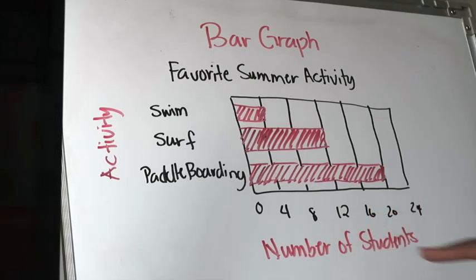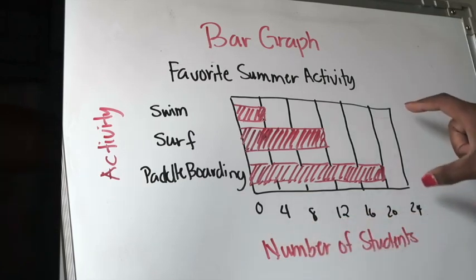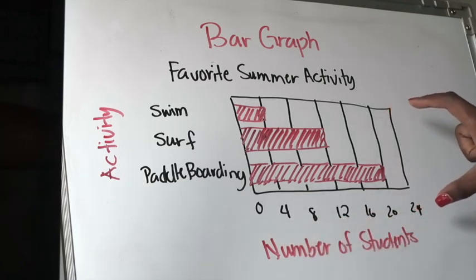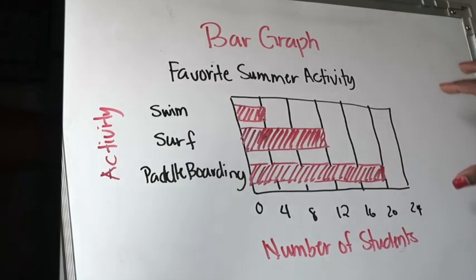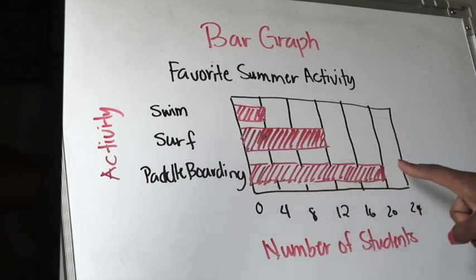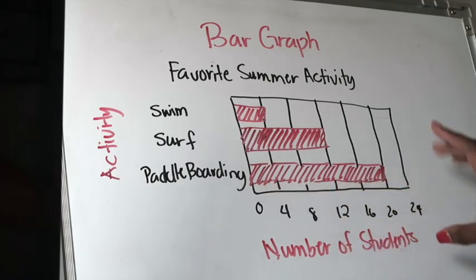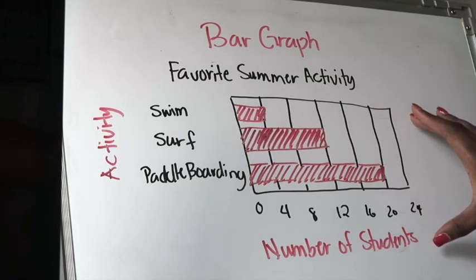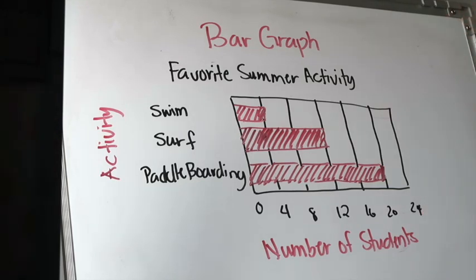Now when you're making your bar graph and you're making your scale along the bottom, you always want to make sure that you go about 1 measurement out from your largest piece of data. So my largest group was people who said that they liked paddleboarding, and that went up to 20. So I just made sure to include the next set of 4 or the next scaled spot after that. So just make sure you keep that in mind.